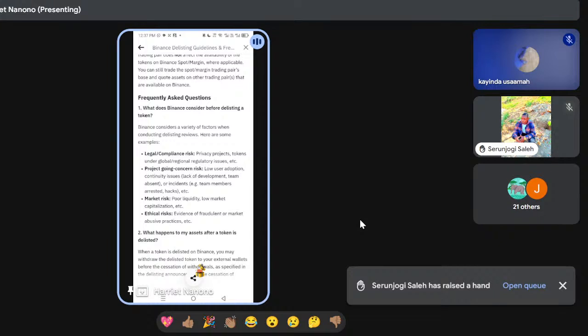Project going concern risk, low user adoption, liquidity. That is when the project does not have enough money, or when users or customers have not adopted the token fully. Lack of development: the team is absent, instances of maybe team members being arrested.